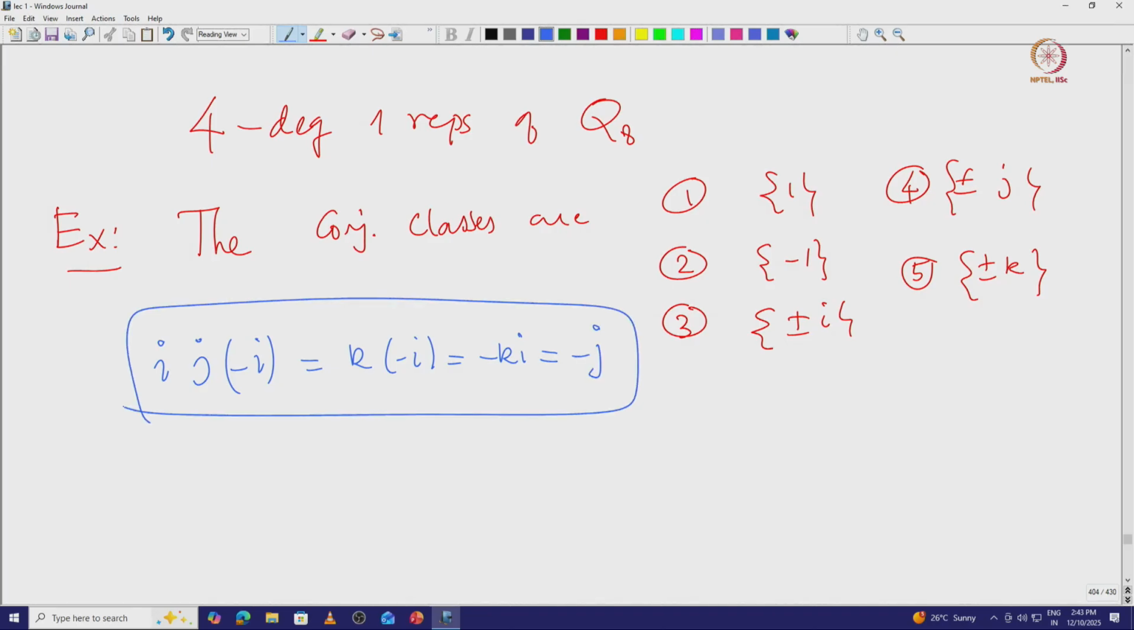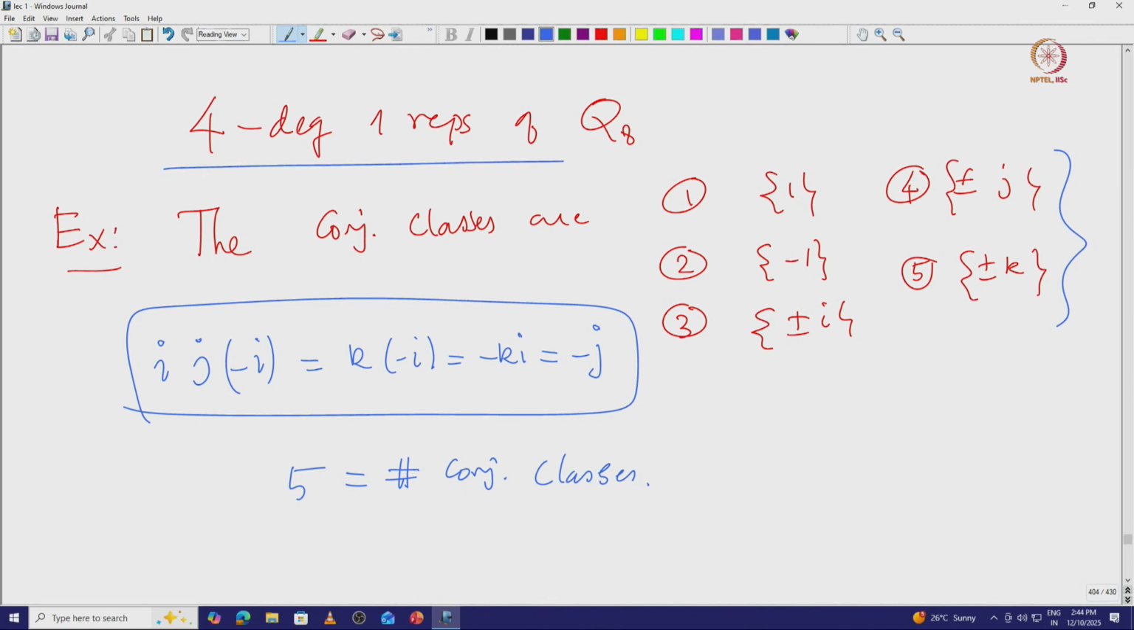So, you can see that j and minus j are conjugate. Similarly, you can prove all these things, and since this is the complete list, these are the conjugacy classes of Q8. So, now we have 5 conjugacy classes, and we already have 4 degree 1 representations.